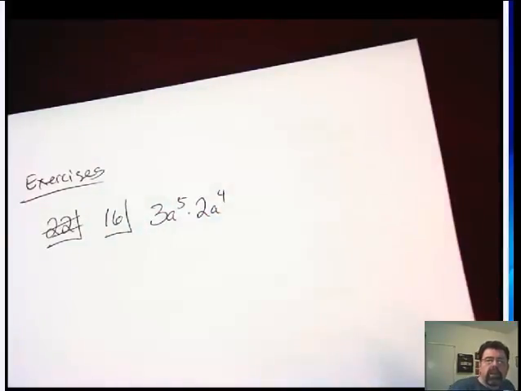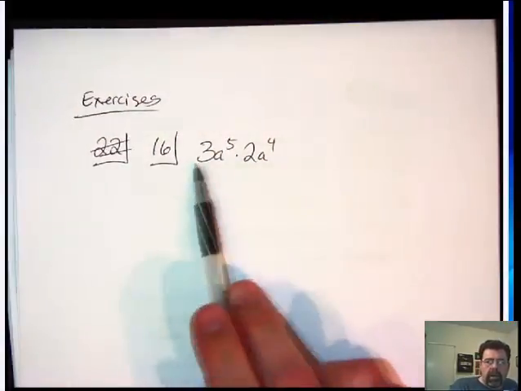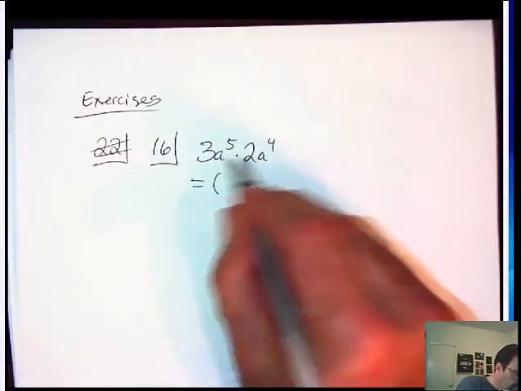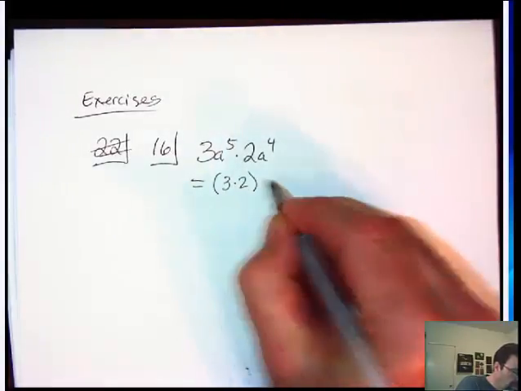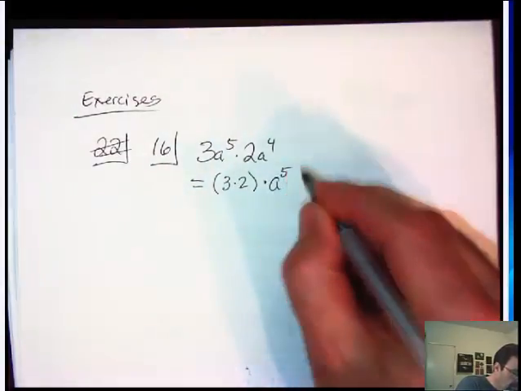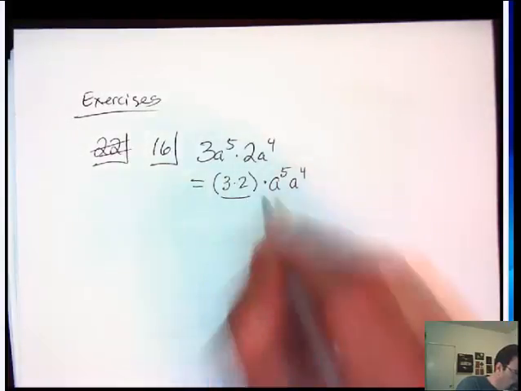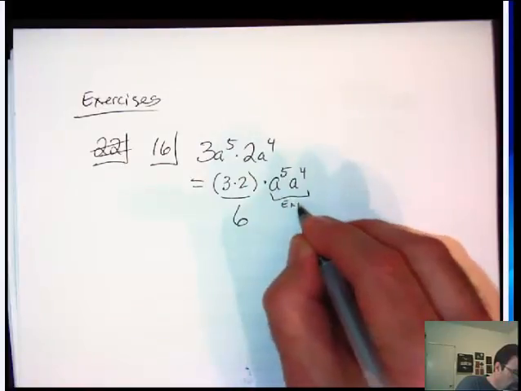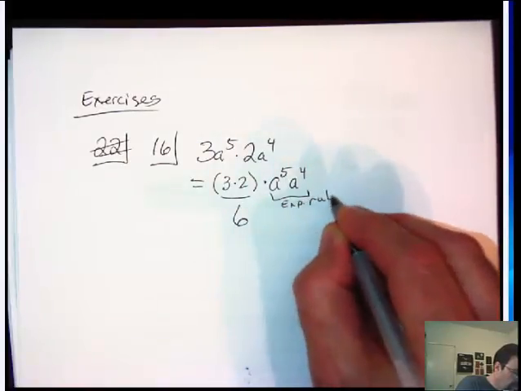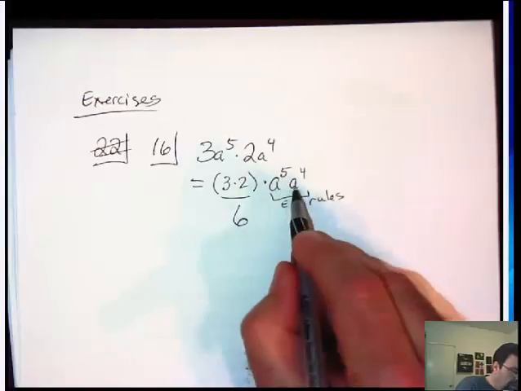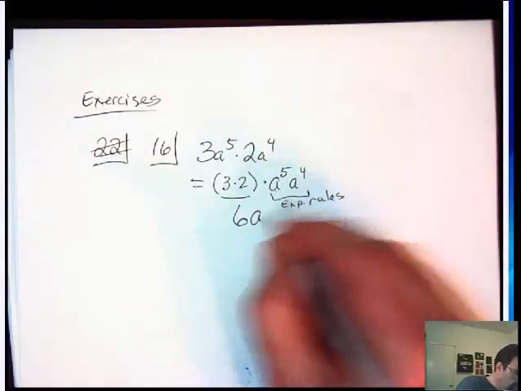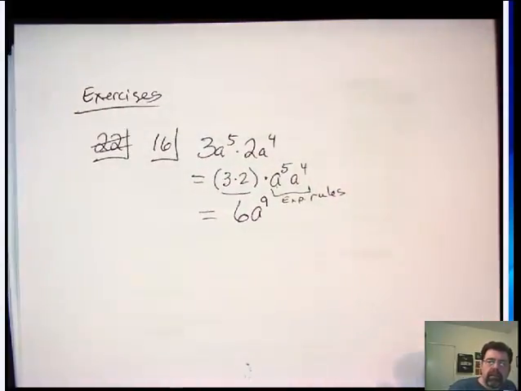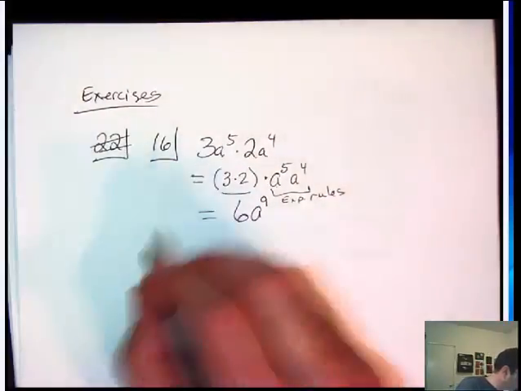So I've got 3a to the 5th times 2a to the 4th. Since this is all multiplying, we can rearrange the order. Now, you don't ever write this, but I'm going to switch these two. And so I'm going to multiply the numbers, the coefficients: 3 times 2 is 6. And then I'm going to use exponent rules for this portion. If you multiply with the same base, you add the exponents. 4 plus 5 is 9. So you get 6a to the 9th.